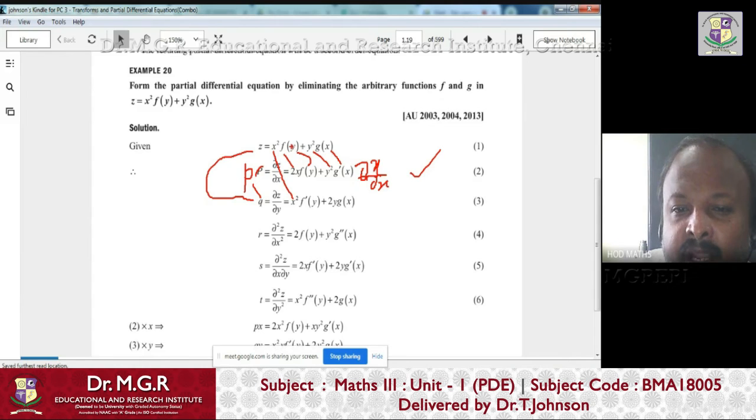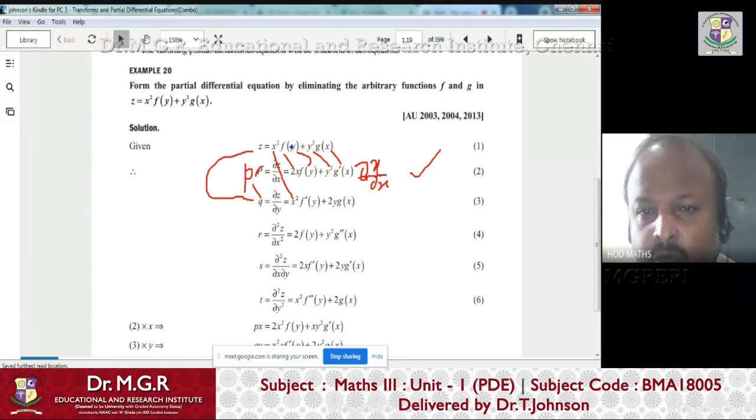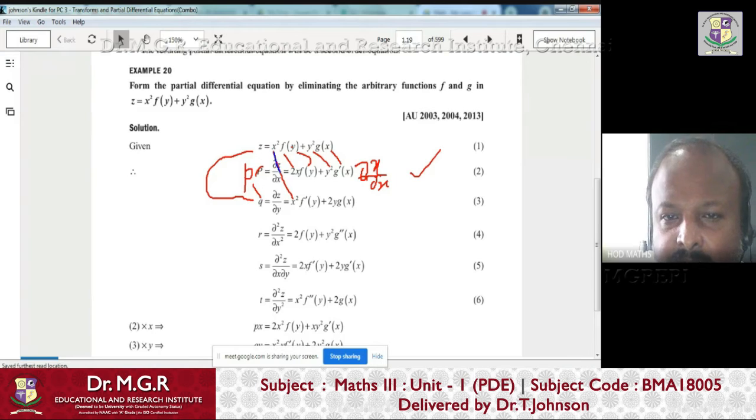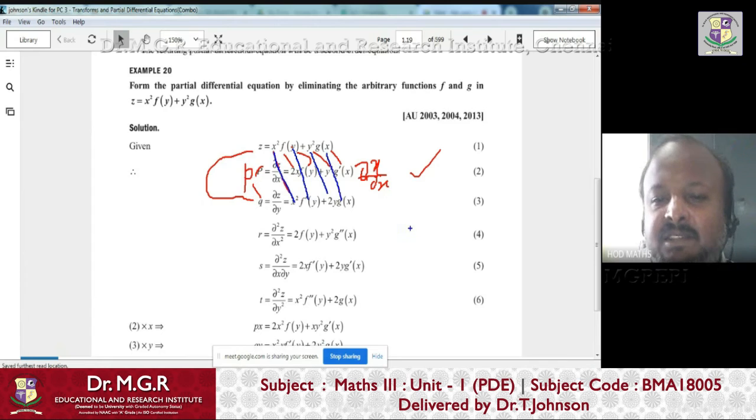F of y becomes f dash of y. It is something like a constant, and f of y becomes f dash of y. And since you are differentiating with respect to y, y square becomes 2y, and g of x is like a constant, so it is as it is.